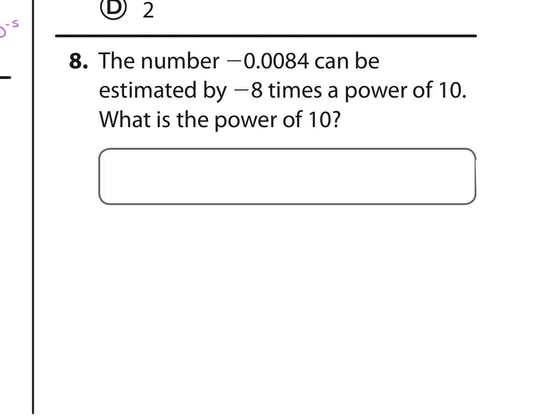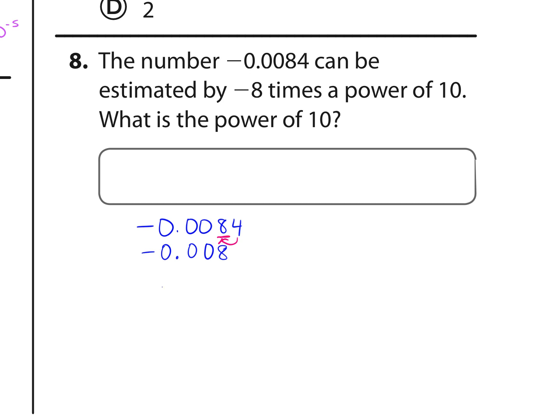Number 8 says this number, negative 0.0084, can be estimated by negative 8 times the power of 10. What is the power of 10? So we have this number, negative 0.0084, and we could estimate it. So it's just saying when we estimate, we're going to round to this largest place value, in this case the 8. The 4 will make it stay the same, so this stays 8.